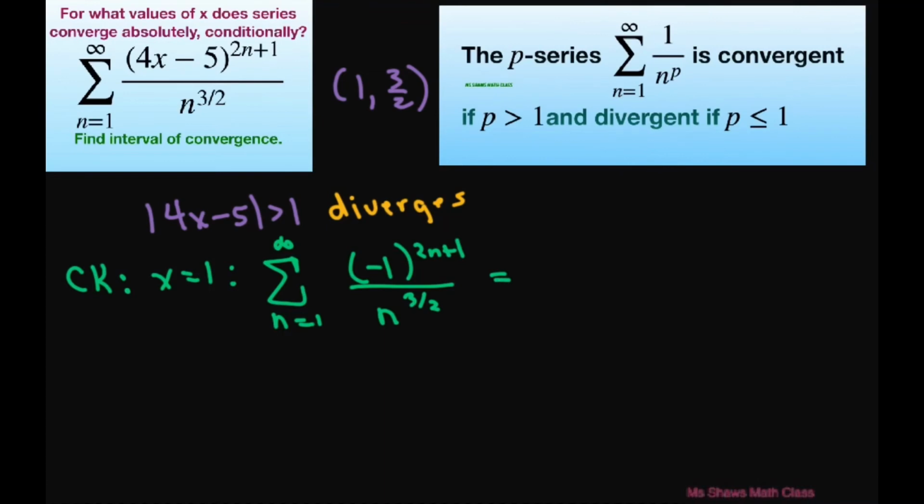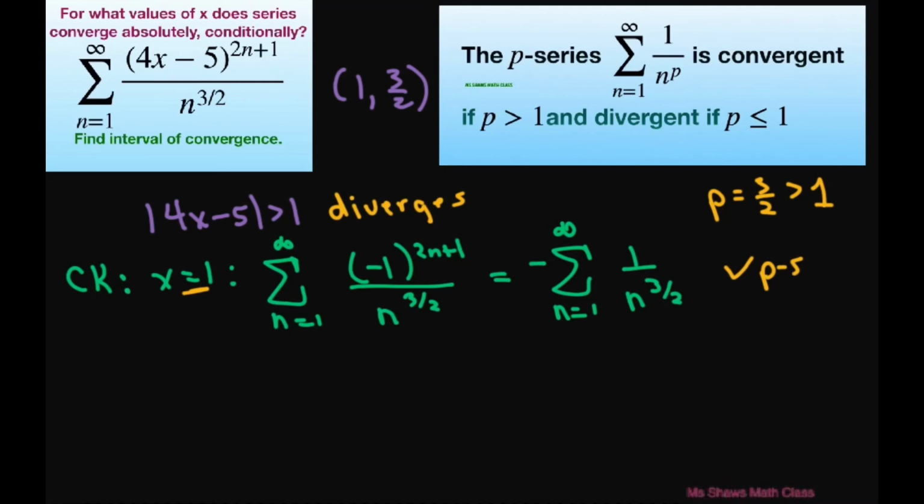Now this equals negative the sum of n equals 1 to infinity of 1 divided by n to the power of 3/2. Well, according to that, we're testing at 1 here. Our p equals 3/2, which is greater than 1. So it's convergent absolutely by the p series.